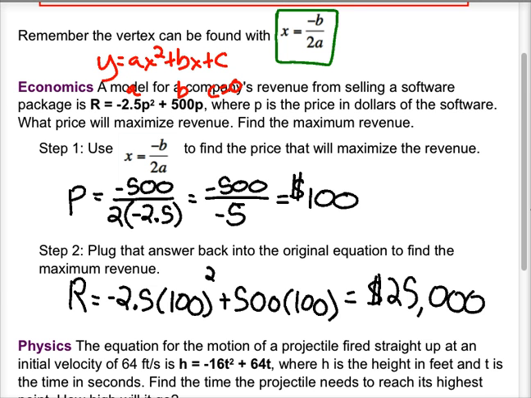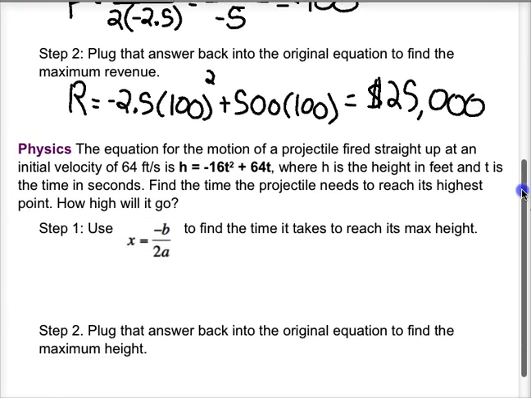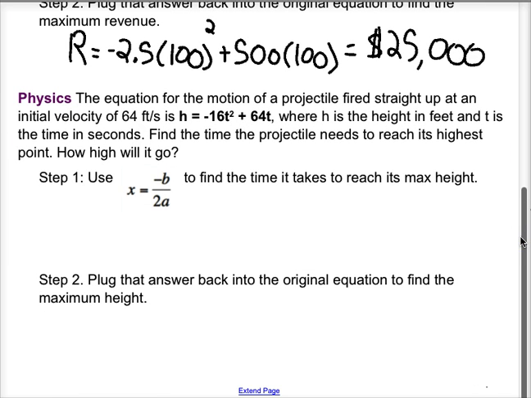All right, let's take a look at another example of this. So another example is a physics example. The equation for the motion of a projectile fired straight up at an initial velocity of 64 feet per second is h equals negative 16t squared plus 64t, where h is the height in feet, t is the time in seconds. Find the time that the projectile needs to reach its highest point. How high will it go?